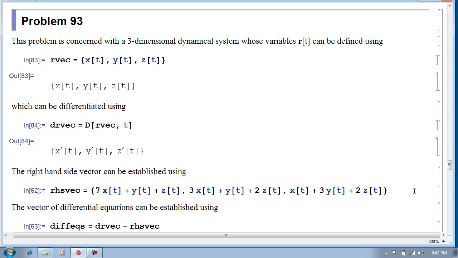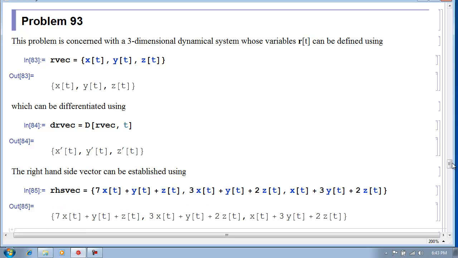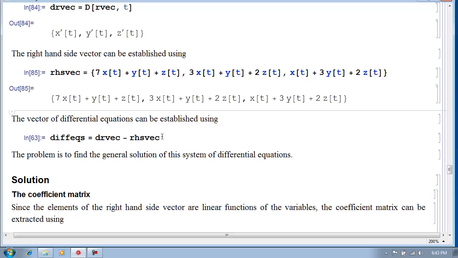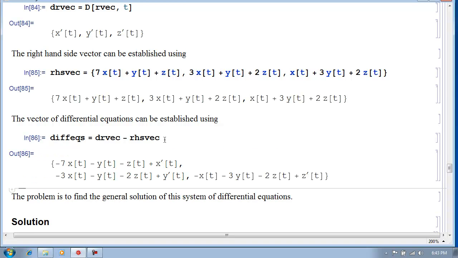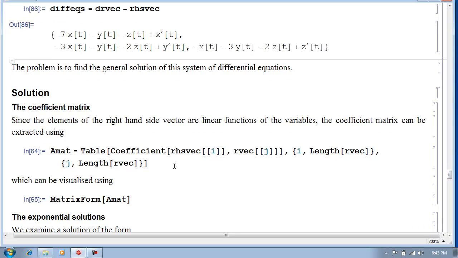And the right-hand side of this system of differential equations is given by this, and we can establish that using this. And then finally, the set of differential equations can be obtained by subtracting the right-hand side vector from the vector of derivatives to give us this. And the problem number 93 is to find the general solution of this system of differential equations. So let's look at the solution.